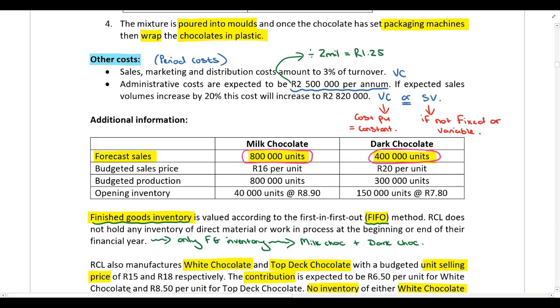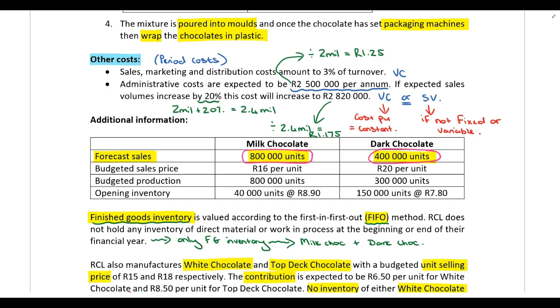Then, if the sales volumes increase by 20%, so sales volumes are currently expected to be 2 million units. If that increases by 20%, they will then sell 2.4 million units. And then the cost will increase to 2,820,000 Rand. So if we now divide that by 2.4 million units, that gives us a unit cost of 1.175. All right. Now, this is just a rough calculation so that we can determine whether this is a variable cost. Because remember, guys, the logic is your variable cost per unit will remain constant.